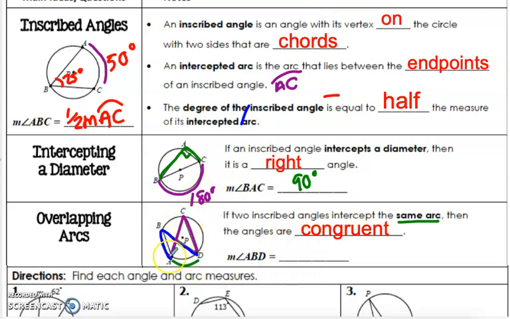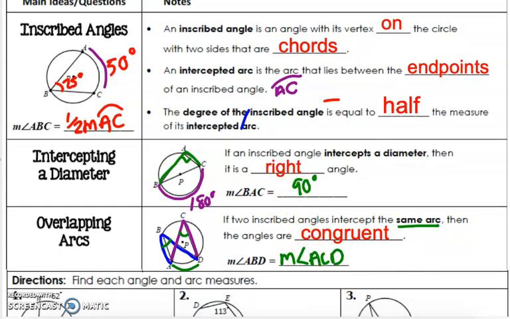Let's write it out. The measure of ABD is going to be equal to the measure of, I need 3 letters, and C is my vertex, so I can say ACD, or you can say DCA. These two inscribed angles are congruent because they open up to the same intercepted arc. Those are the 3 rules that we're going to be using today with inscribed angles. Let's look at some examples.